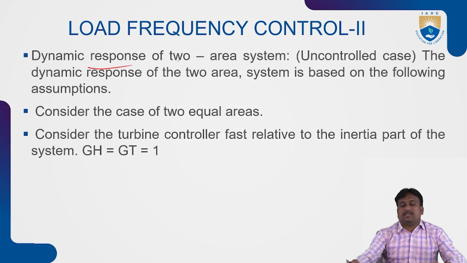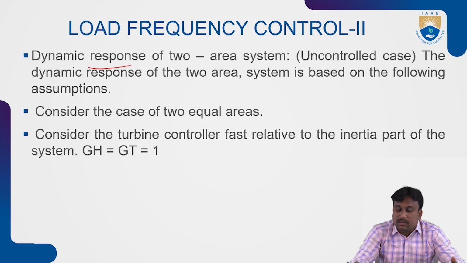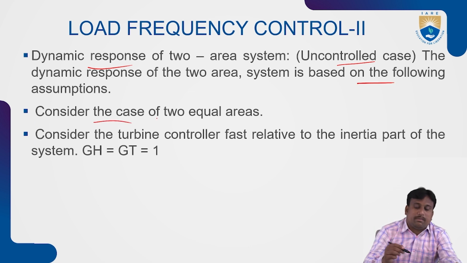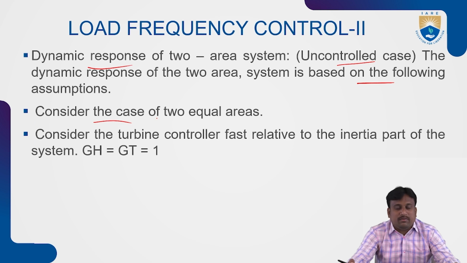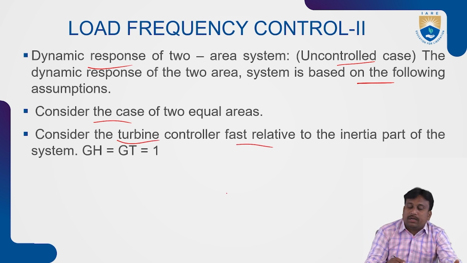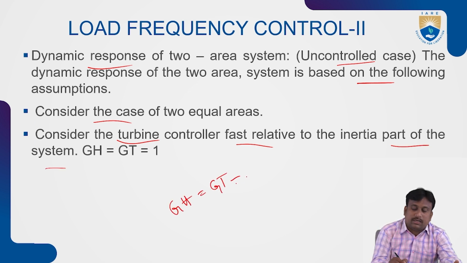The dynamic response of the two area system is considered under the uncontrolled case. This dynamic response is based on particular assumptions. That is, it may be considered for the case of two equal areas, taking the turbine and controller as fast relative to the inertia of the system, with GH equals GT equals 1.